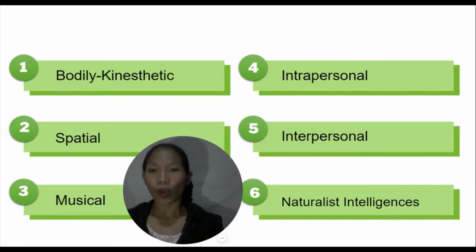And then the second one, we have here the spatial intelligence. What do we mean by this? We can say that a person has spatial intelligence if the person has the capacity to think in images and pictures, to visualize accurately and abstractly. An example of that is if the person is good in drawing and painting. So those are the examples.